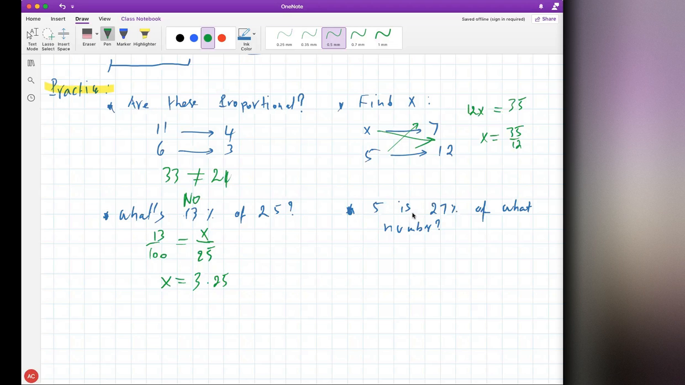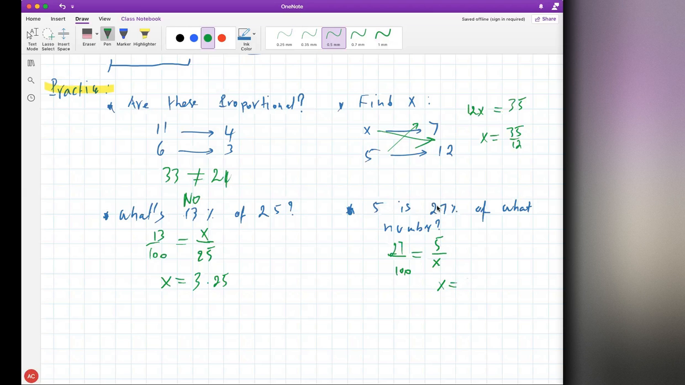The next one here, what is missing here? The whole. So we're missing the whole, so x is going to be here. And this fraction, of course, 27 over 100. Okay. 5 over x. Then 27 times x equals 100 times 5. That's right. So once you set up the equation, cross multiply it. Multiply these two and these two. What is x equal to? 500 over 27. And I stop there.